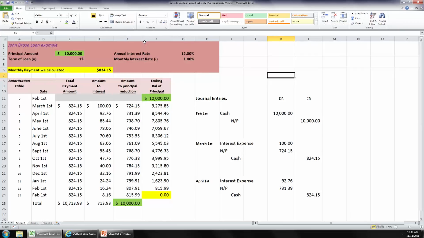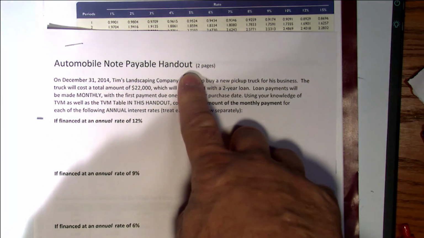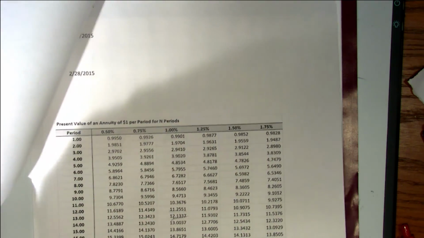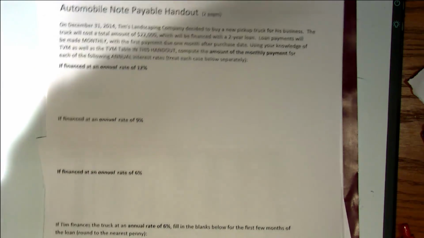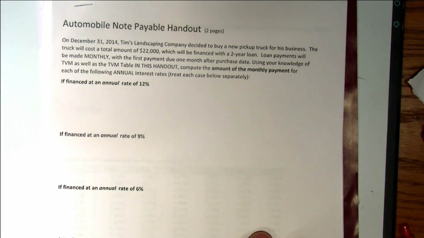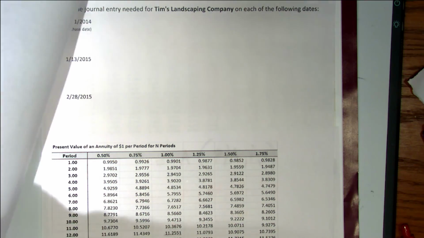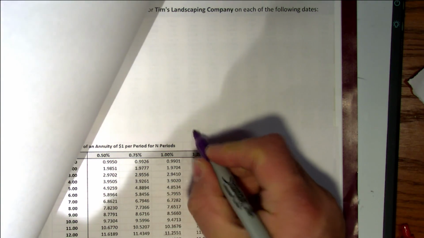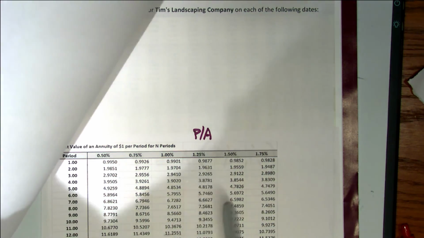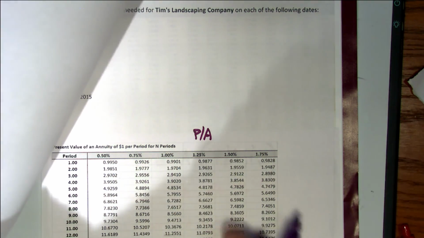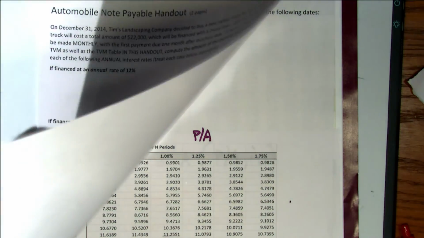I only want you to do one thing for homework. Did I hand that out there? Yeah. Can I show the people at home what that looks like? All right. The only homework I want you to do is this automobile note payable handout. Now, this is 2 pages, so make sure you do both pages of this, okay? The other thing that I want you to notice is that you need to use the time value of money table. This is the P of A table on the second page. You need to use the table I give you, okay? We'll talk about why you needed to use this table as opposed to the one in your book next class period. But the only homework you have is to do both pages of that automobile note payable handout.